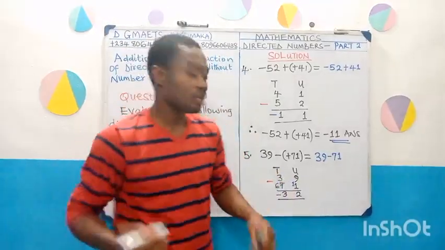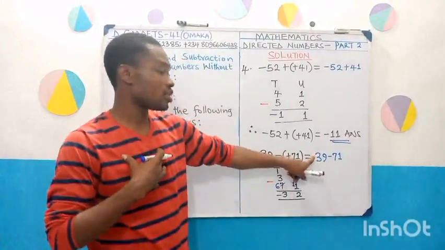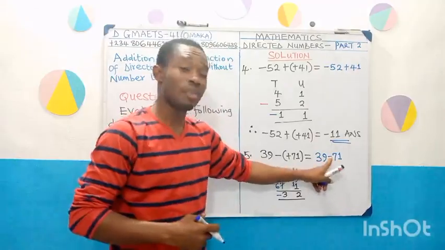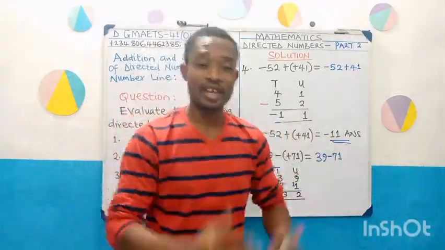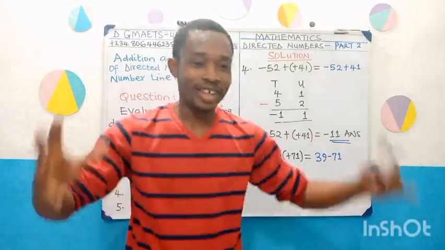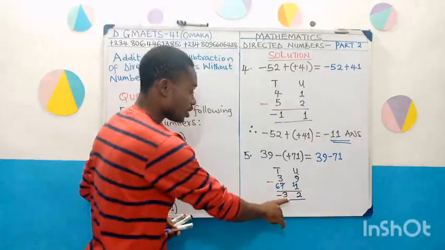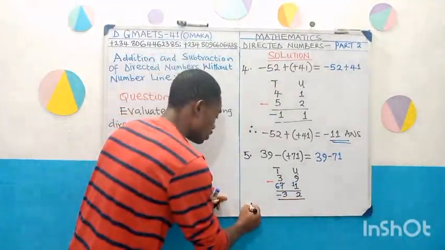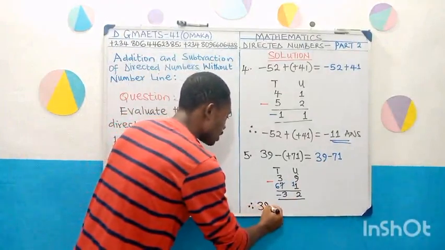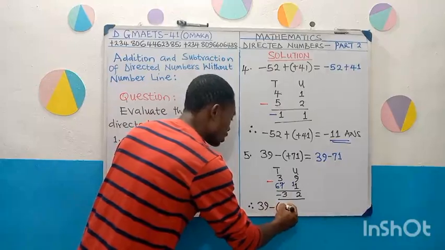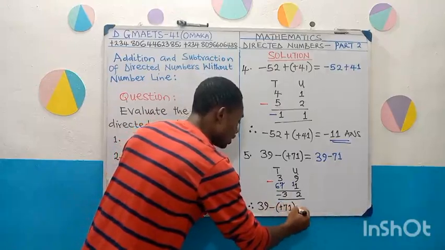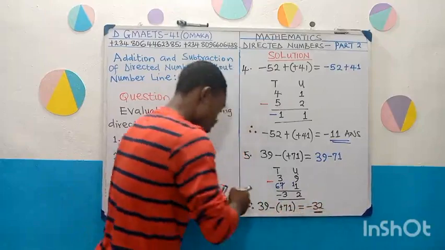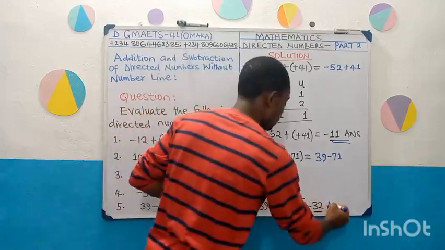And once again, imagine you have 39 oranges because this is plus, and you are owing someone 71 oranges because this is minus. Even if you pay the 39, you will still be owing a lot. What you'll be owing here is that 32, and because you are owing, it is minus. Let's conclude. Therefore, the question given to us, 39 minus open bracket plus 71, the answer is minus 32. That's the answer.